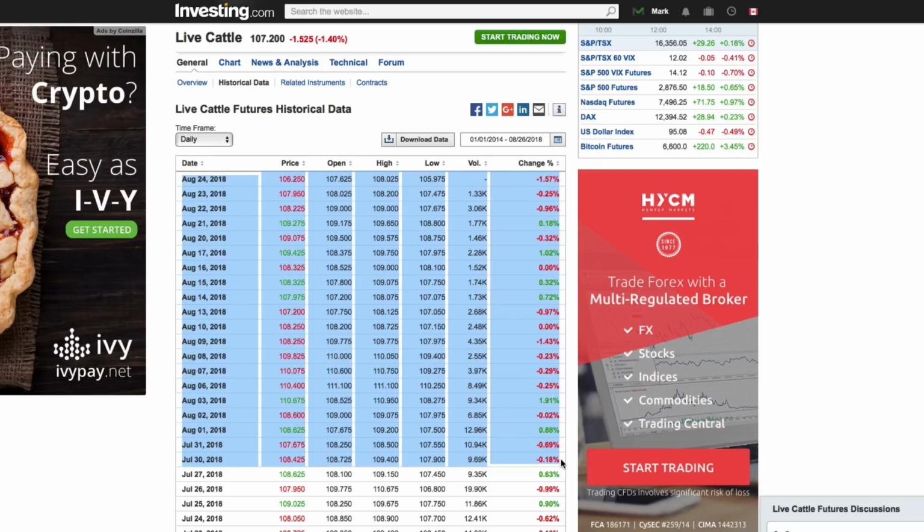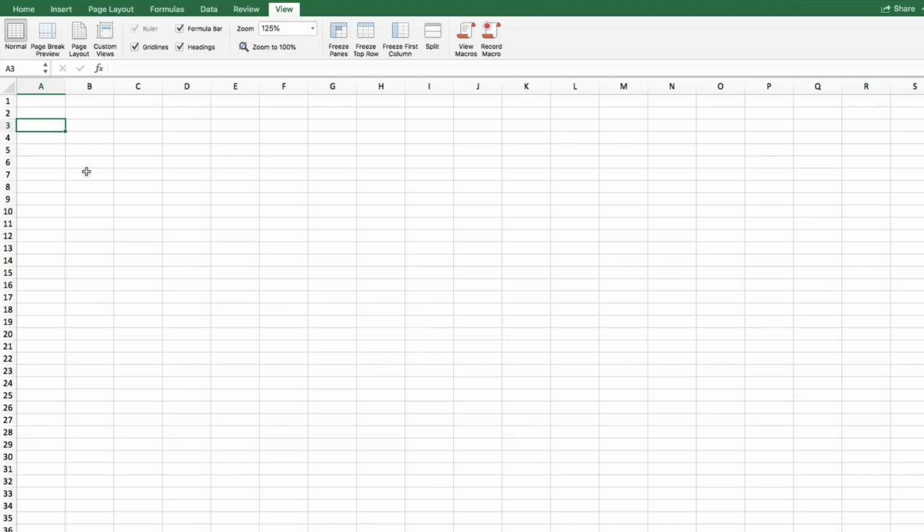And all we have to do is, if you have a Mac or a Windows, just copy it. On a Mac, it's just Command-C. And then we're going to go to Excel, and I'm going to show you how easy it is to paste. All right, so here's an empty Excel sheet, and we're going to paste.